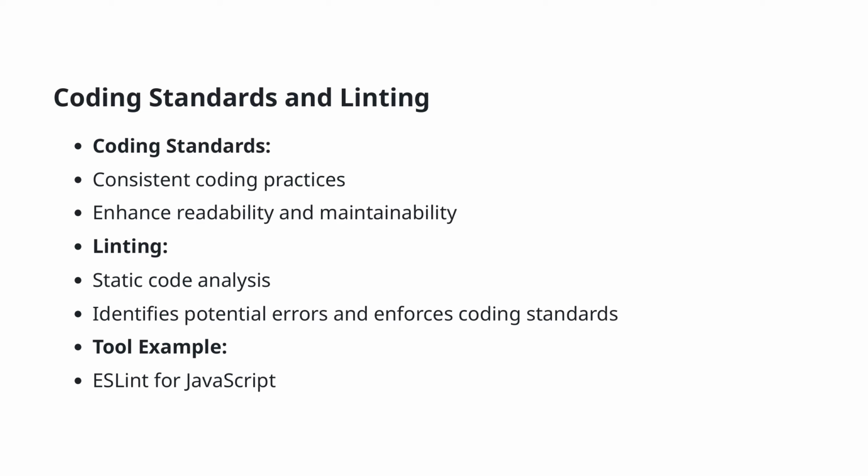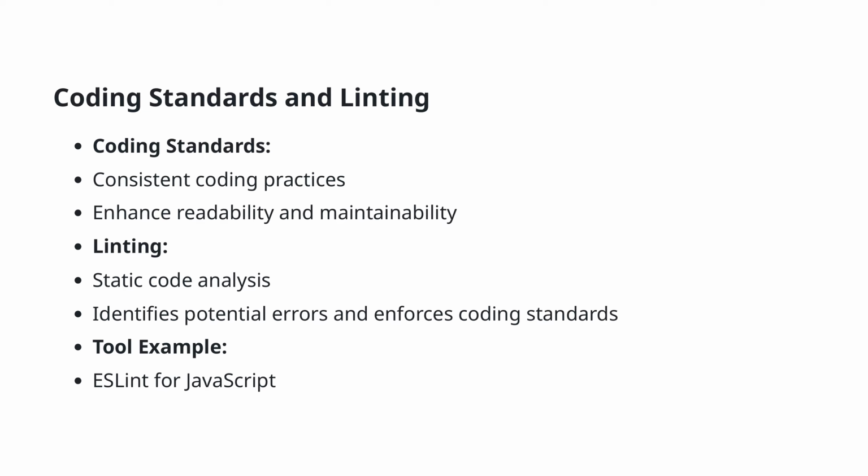To ensure code quality and maintainability in your CI/CD pipeline, it's crucial to adhere to coding standards and use linting tools. Consistent coding practices enhance readability across your team's codebase, making it easier to maintain and extend the software. This practice helps to establish a common coding style and removes discrepancies that can lead to misunderstandings and errors. Linting involves static code analysis to identify potential errors and enforce coding standards.